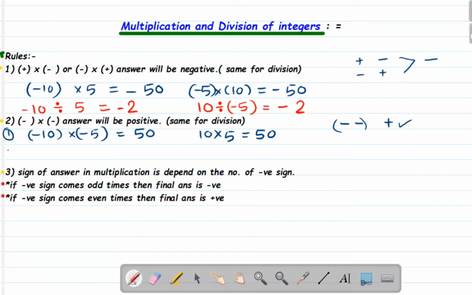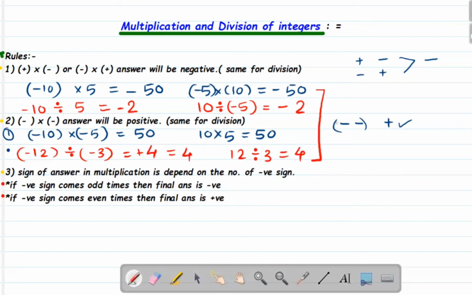The same rule applies for division also. If I say minus 12 divided by minus 3, what will it be? 12 divided by 3 is 4, and minus minus will become plus. So your answer, you can write +4 or only 4. Both are possible. And if both the numbers are positive, then definitely your answer is positive only. Right? Now, from these two examples, if you observe carefully, the answer's sign depends on the negative signs.